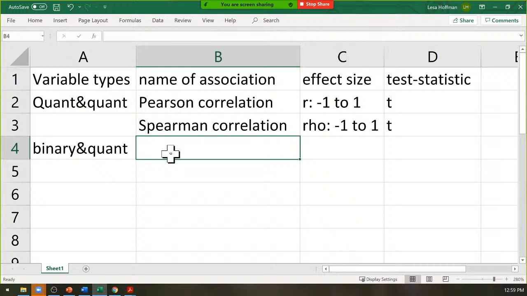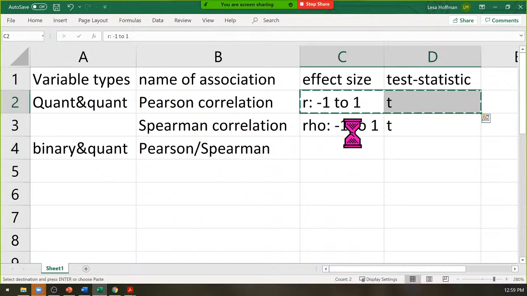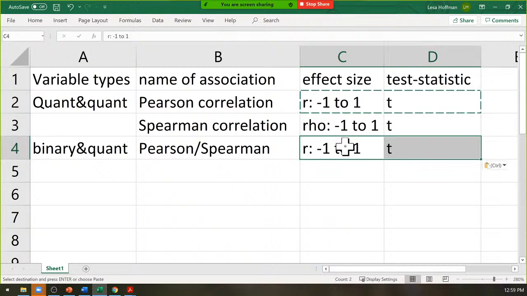You could do either Pearson or Spearman, with the difference being how you're talking about the quant part. Point biserial is what it is called, but it's the same thing as Pearson. Point biserial is just a synonym for this particular thing. So either way, I'm going to put r as your effect size, and you test that effect size for significance using t.